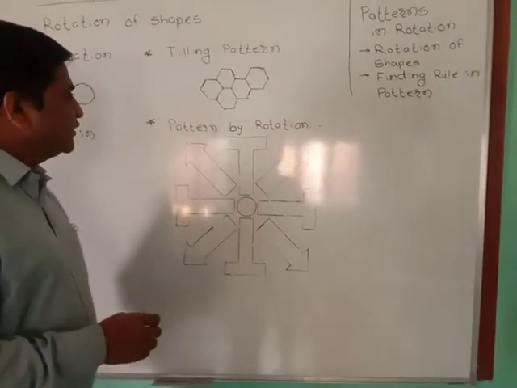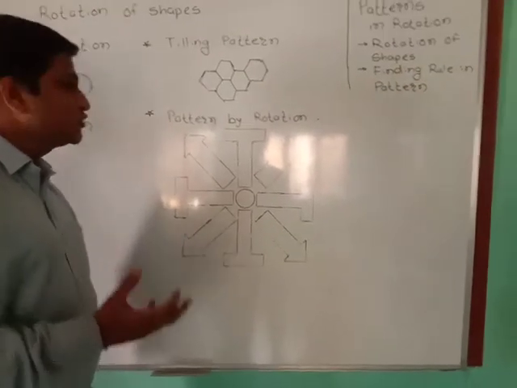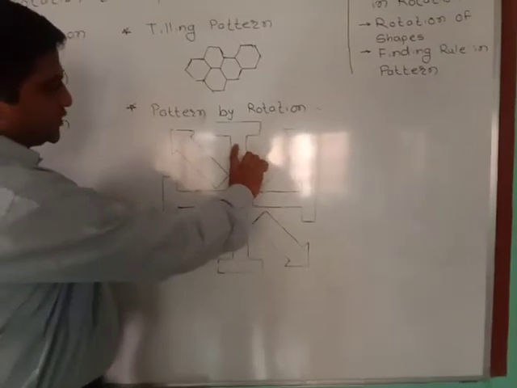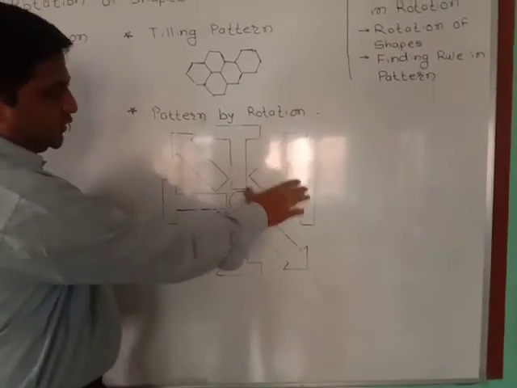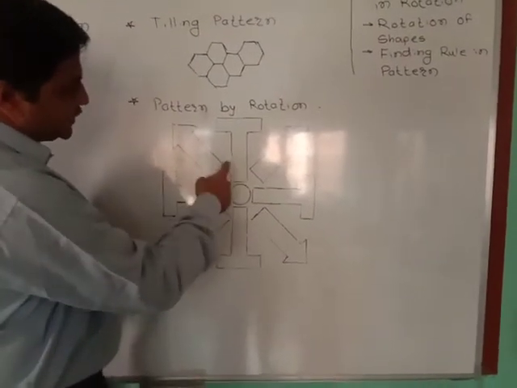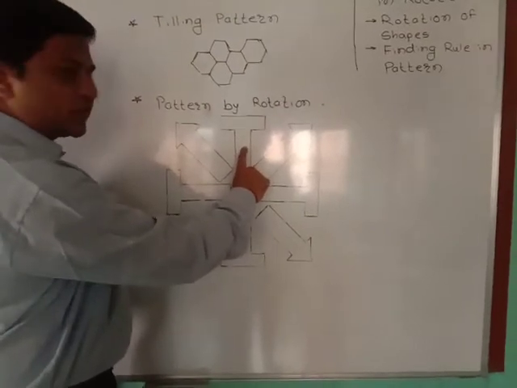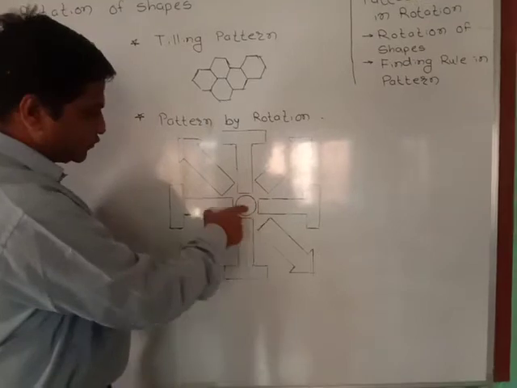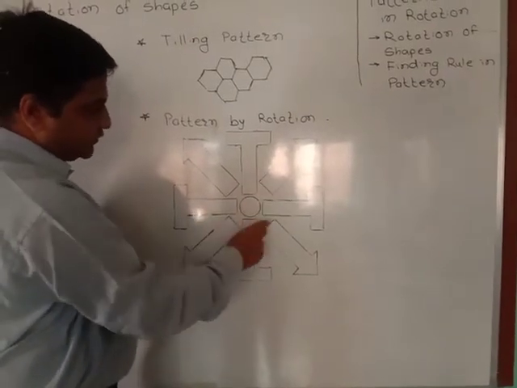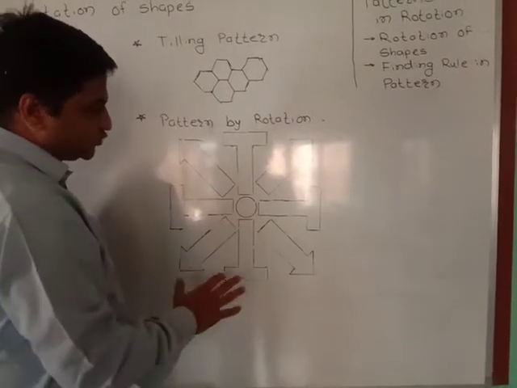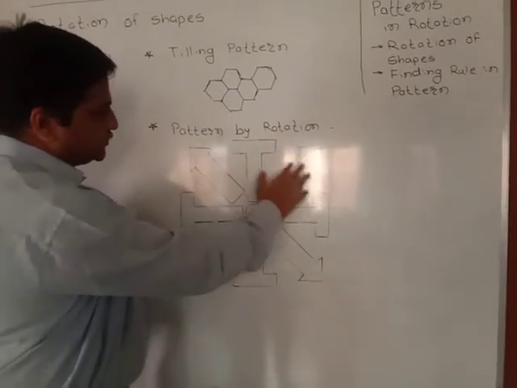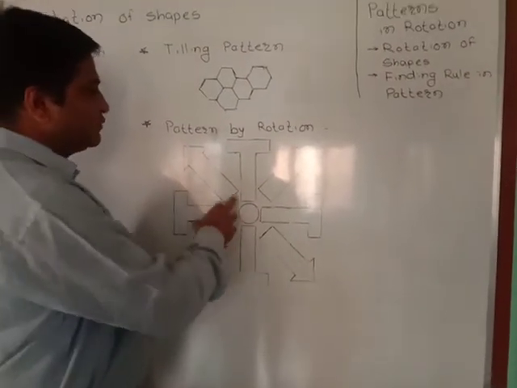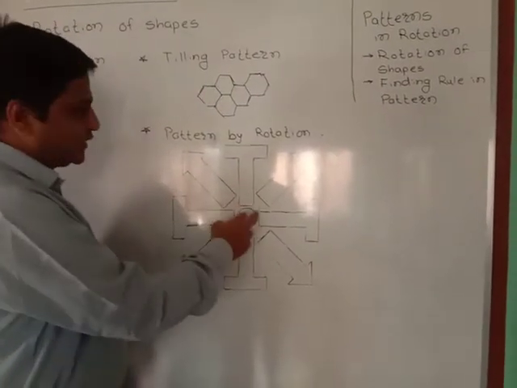What is meant by pattern due to rotation of shape? It means a shape is rotated about a point in a plane so that we trace the same shape after the same interval of rotation, the same interval of angle, so that another new shape will be produced. This is known as the pattern which is formed by rotation of shape.